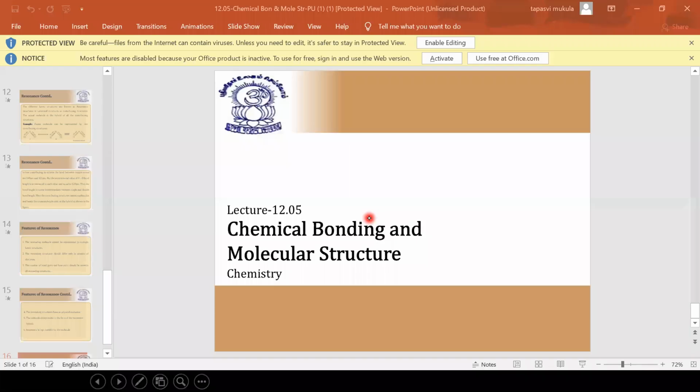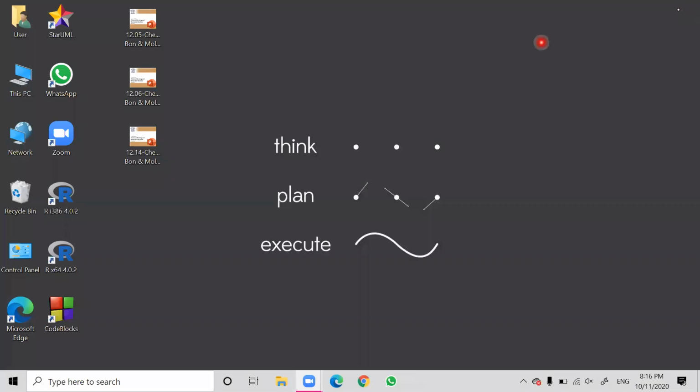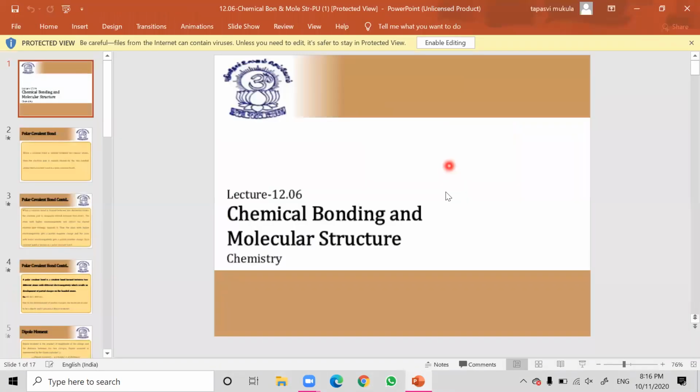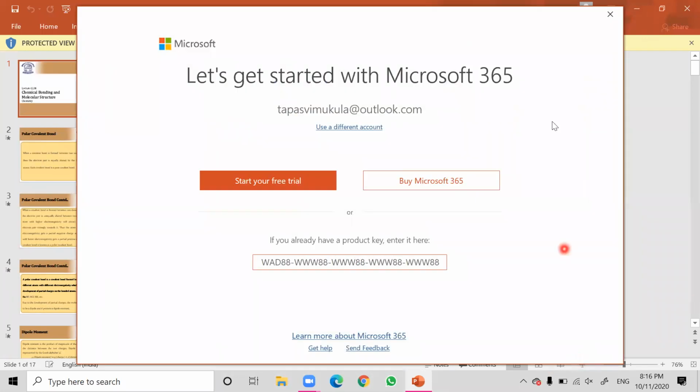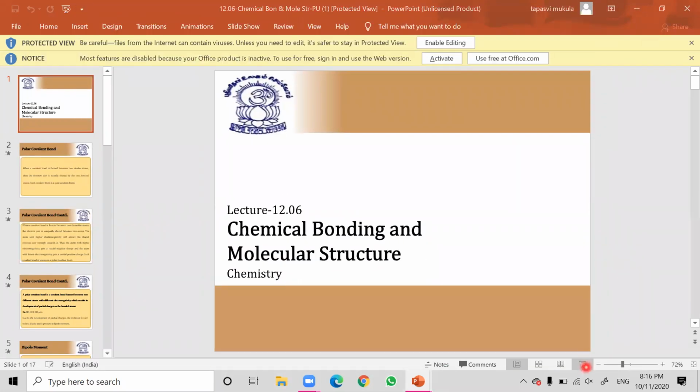By this you can understand. So this is clear now. Next, bond parameters is over. Next we'll see the next topic in this chapter.